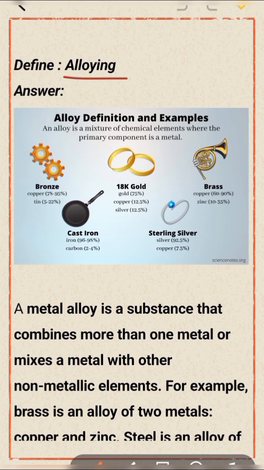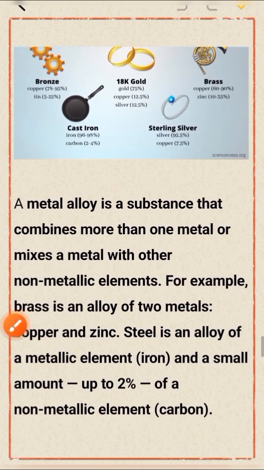A metal alloy is a substance that combines more than one metal or mixes a metal with other non-metallic elements. For example, brass is an alloy of two metals, copper and zinc. Steel is an alloy of a metallic element, iron, and a small amount, up to 2%, of a non-metallic element, that is carbon.